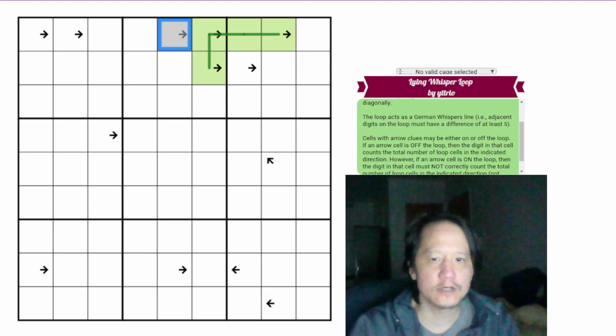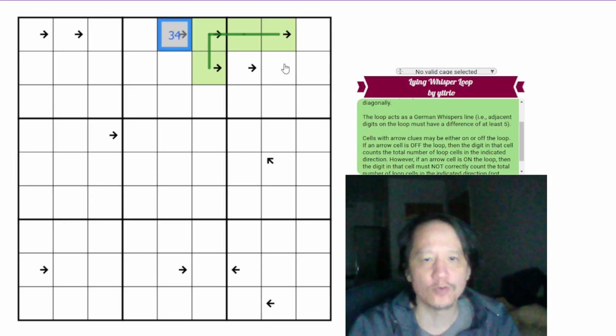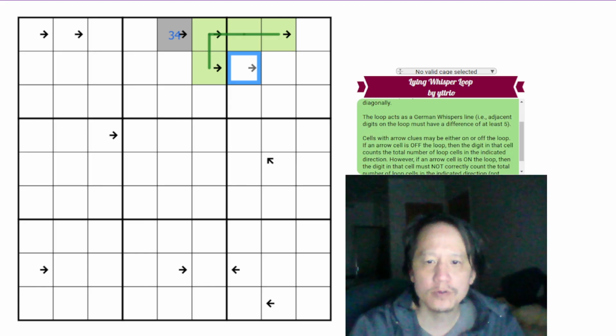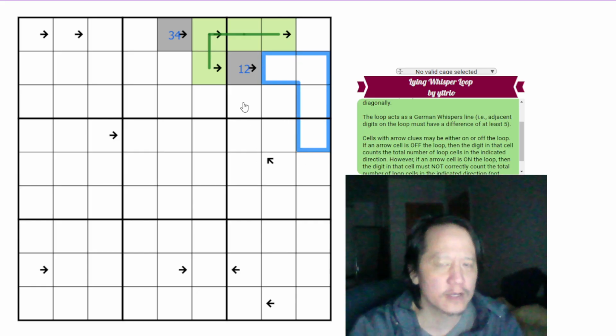So this tells whatever it is. So this is either 3 or 4. This cannot be on the loop because of these 3. So this has to be 1 or 2. It has to be 1. It could go that way. So that could be 1.